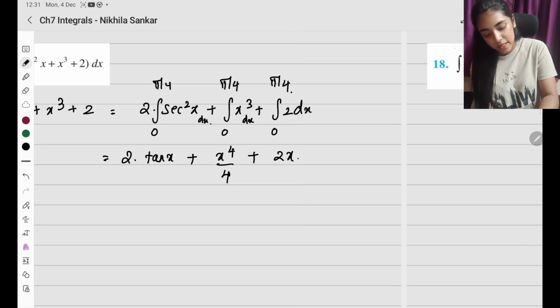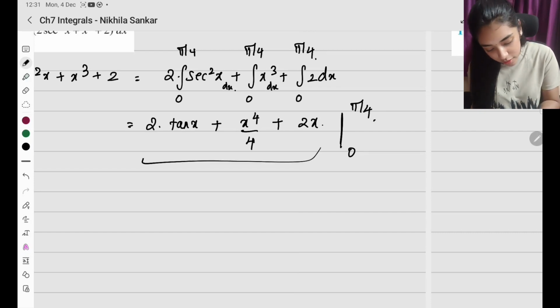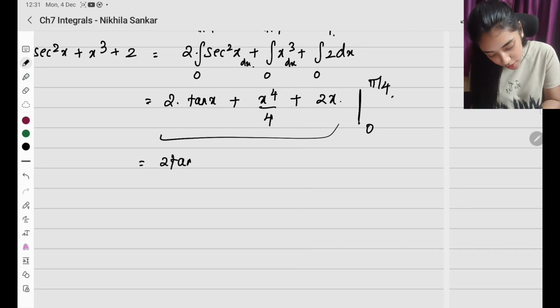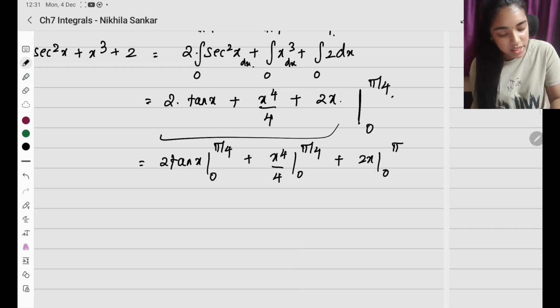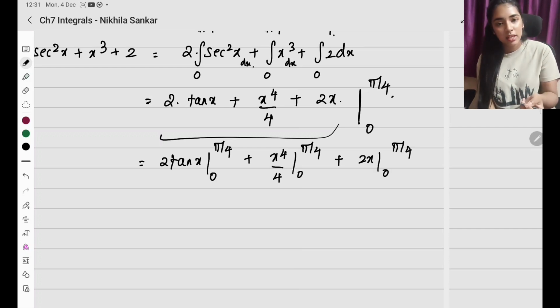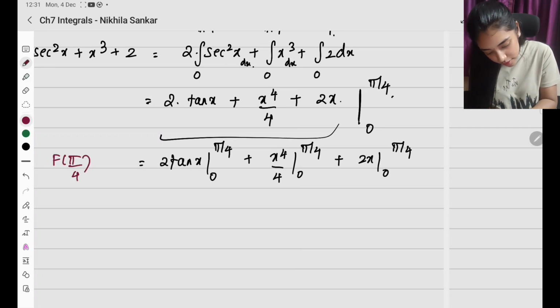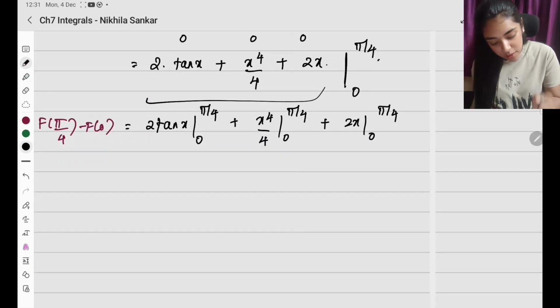So this is going to be 2x. This I need to take the limits from 0 to pi by 4. Okay, so I can take f of pi by 4 minus f of 0, or I can take it for individual terms. It will be easy for calculation. If 0 to pi by 4 plus x power 4 by 4, 0 to pi by 4 plus 2x from 0 to pi by 4. It's the same thing as taking f of pi by 4 minus f of 0. So this is nothing but f of pi by 4 minus f of 0. இப்படியும் எழுதலாம். Okay, so you see that this becomes easier for calculation.